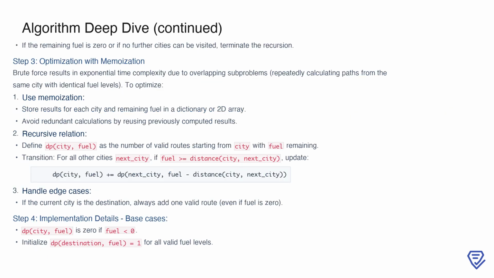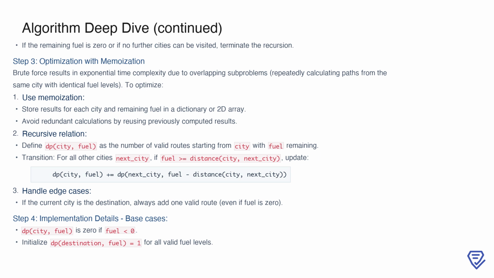To address the inefficiency of the brute force approach, we introduce optimization using memoization. The brute force method has overlapping subproblems, such as repeatedly calculating paths from the same city with the same fuel level. Memoization helps avoid redundant calculations by storing results for each city and remaining fuel in a dictionary or a two-dimensional array.